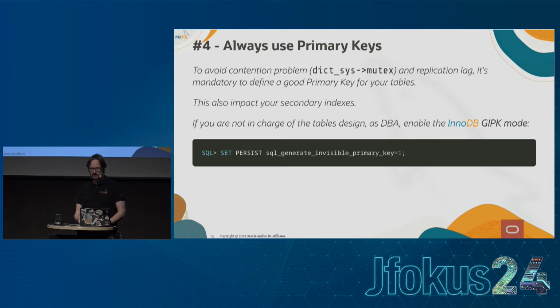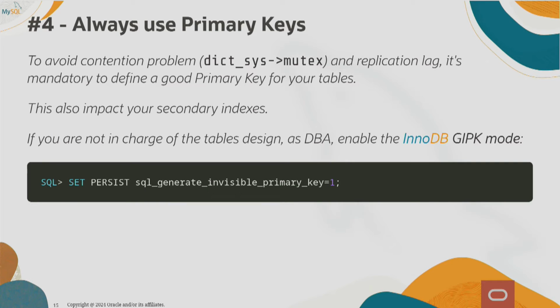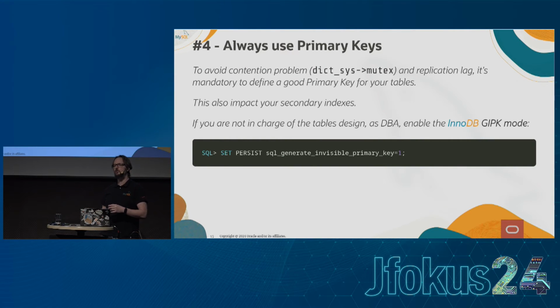Since MySQL 8, you have the choice to set sql_generate_invisible_primary_key, a very long variable name, to enable what we call the GIPK mode, meaning that if your developers don't create primary keys, MySQL will generate one for you. You won't see it, it will be hidden, but you have access to it if you really want to. And it is being used for replication, for everything, to store the data, for the secondary index. So very good for performance.